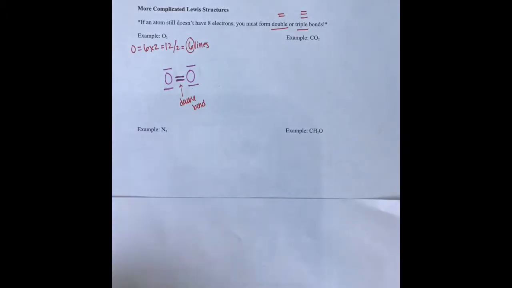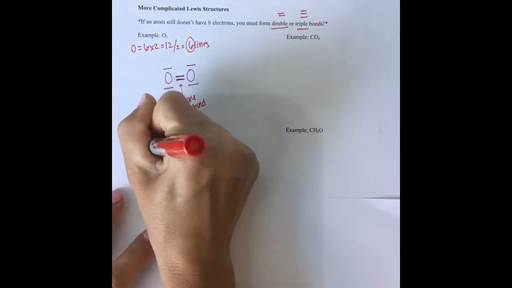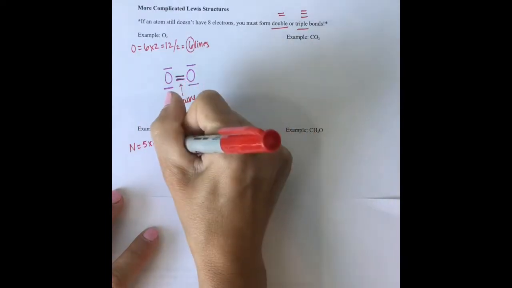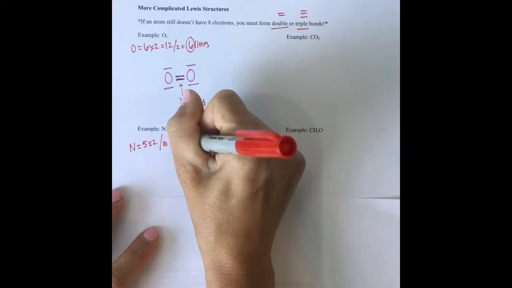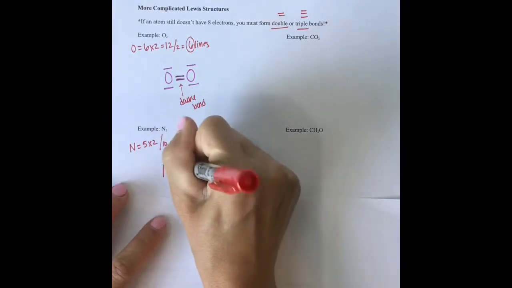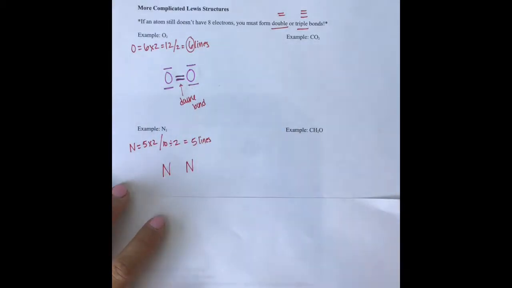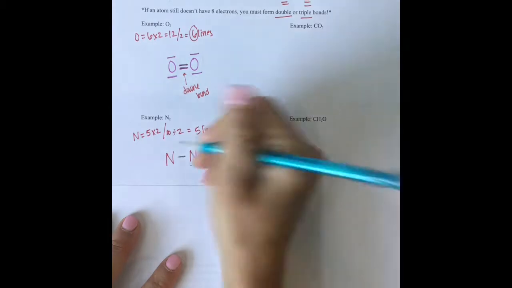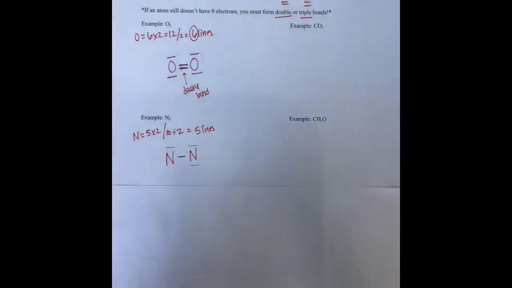Okay, let's jump down to N2. Nitrogen comes with 5 electrons, and we have 2 of them. So that's going to give me a total of 10. And I'm allowed to make 5 lines. Okay, I'll have my 2 nitrogens. Remember, they have to at least be connected in the middle by 1 line. And then I can go 3, 4, 5. I kind of just always put them spread out on the outsides, and then I reevaluate.